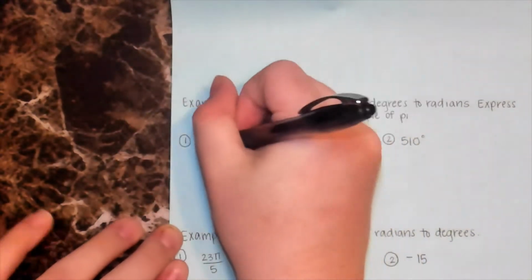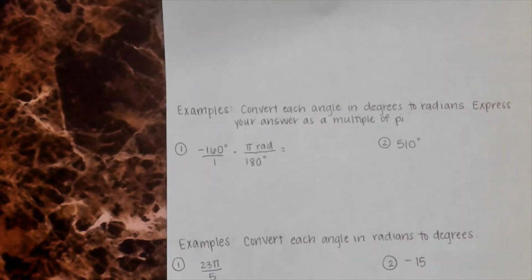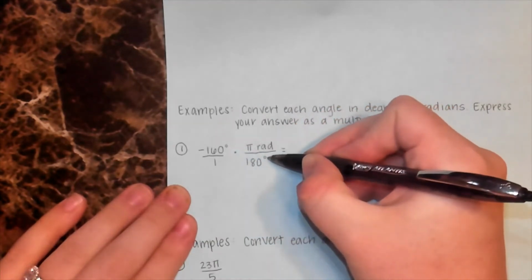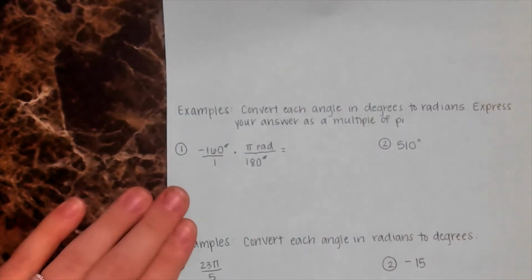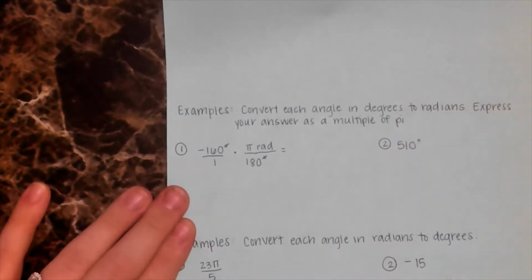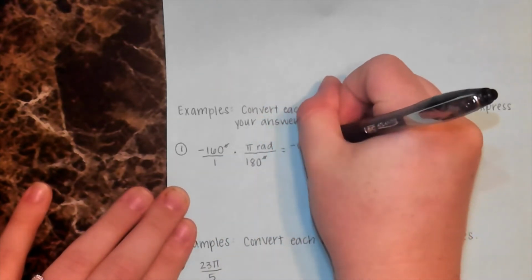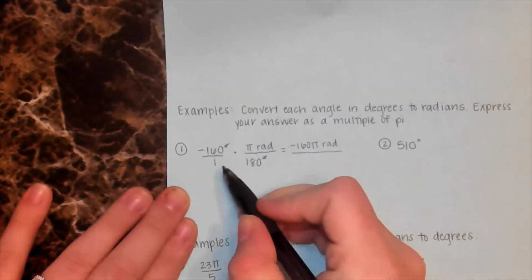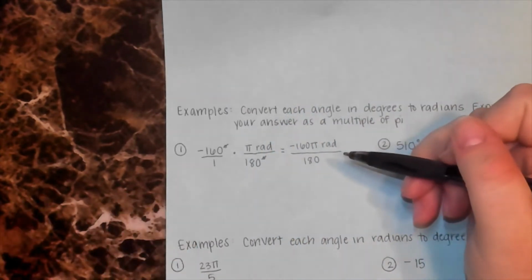Now this negative 160 is just over 1. And we're going to multiply straight across and do some canceling. So we have degrees in the top and in the bottom. So I'm going to cancel that out. They told us to leave pi in our answer. So if we multiply straight across, we'll get negative 160 pi radians over 1 times 180 is just 180. And then we just need to simplify.